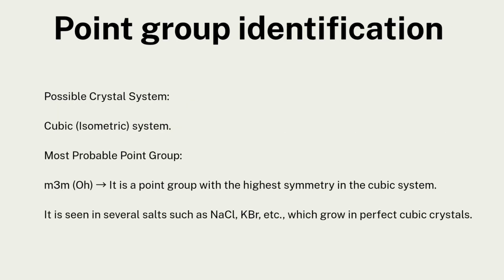So in this slide, first we look at the possible crystal system, which here is the cubic or isometric system. Next, the most probable point group for this type of crystal is m3m, also written as octahedral. This point group represents the highest level of symmetry in the cubic system. It includes mirror planes, rotation axes, and a center of inversion. Finally, this kind of symmetry is commonly seen in ionic crystals.